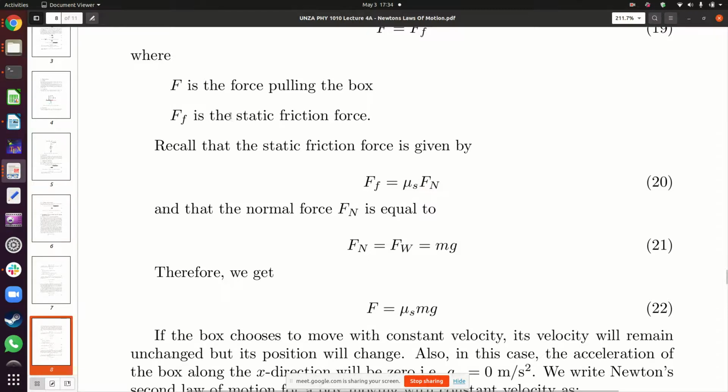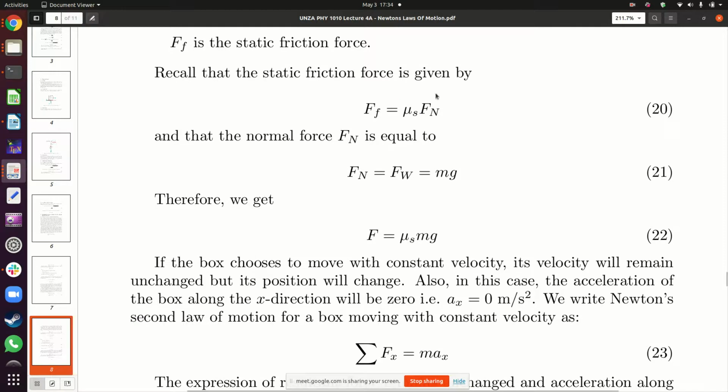So in this case, since we're talking about static friction, the friction an object has when it's motionless, it is the coefficient of static friction multiplied by the normal force. We have seen that the normal force is equal to the weight of the box, and the weight of the box is equal to mg. Therefore, the pulling force will become equal to the coefficient of static friction multiplied by the mass of the object and g, which is just the weight. Is that clear?